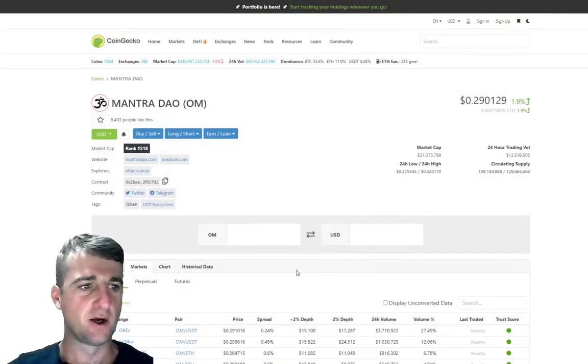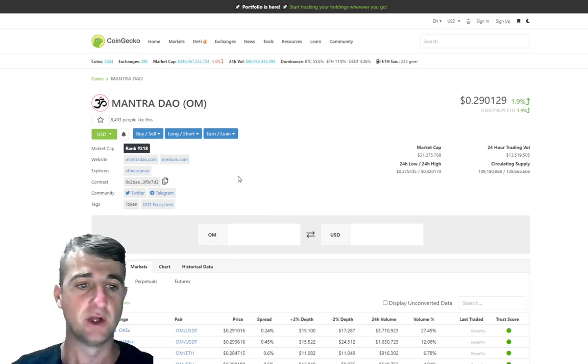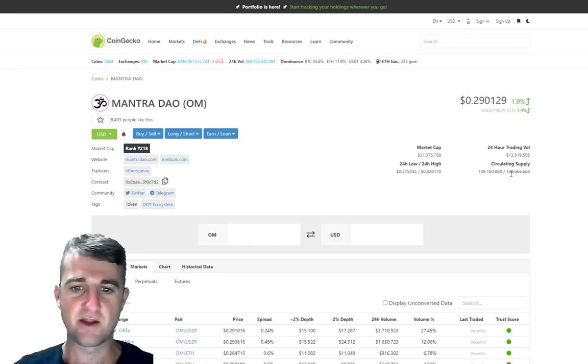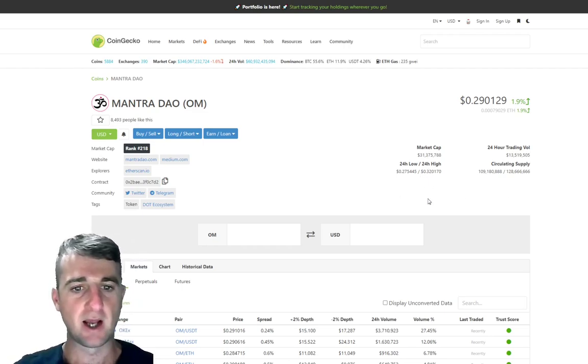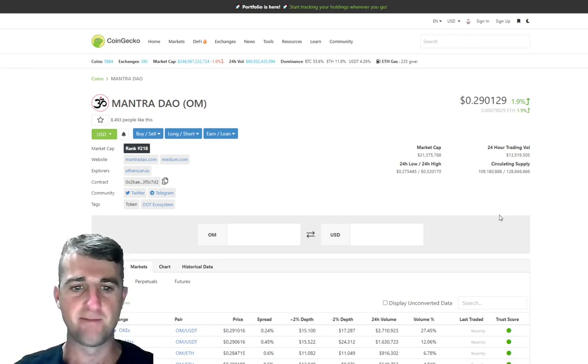Over on CoinGecko, we're going over some of the key statistics of the token. So Mantra DAO, which is ticker OM, is currently ranked 218 out of all cryptocurrencies that are listed on CoinGecko. We have a token price today of $0.29, so 29 cents. We are 1.9% up on today's trading. We have a circulating supply of 109 million coins, out of a total supply of 128 million tokens, should I say. We have a market cap of 31.375 million and 24-hour trading volume of around $13.5 million.